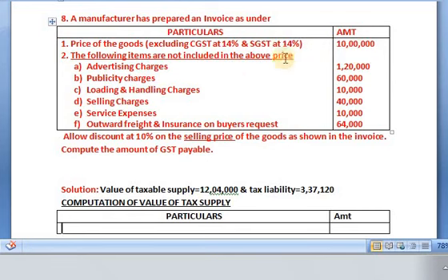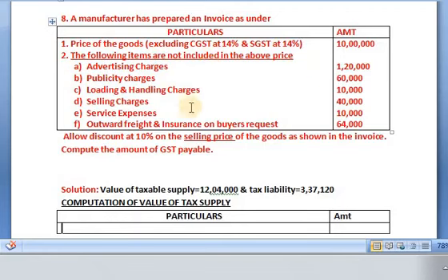And see here, in this particular problem, they have given 14%. That means actually the total GST rate is 28%. Here, extra they have not given anywhere, so it is understood that CGST is 14, SGST is 14. Total GST is 28%. The following items are not included in the above price.